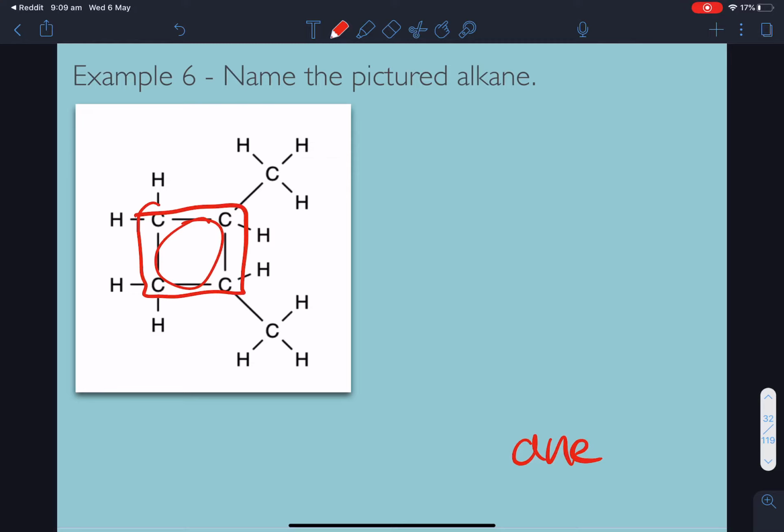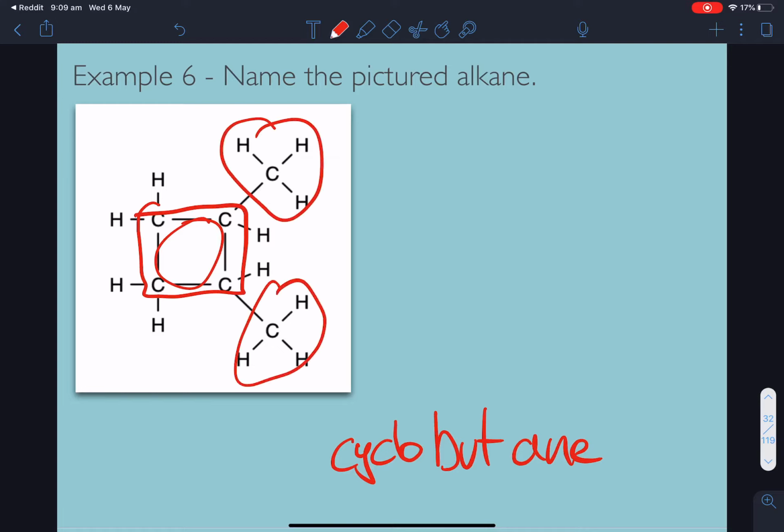I've got a cycle in there, and it is 1, 2, 3, 4 carbons long. So I've got a butane, and I've got a cyclobutane. Okay, cyclobutane. It's not accounting for these 2 branches off here. There's 2 methyl branches. It's a dimethyl cyclobutane.